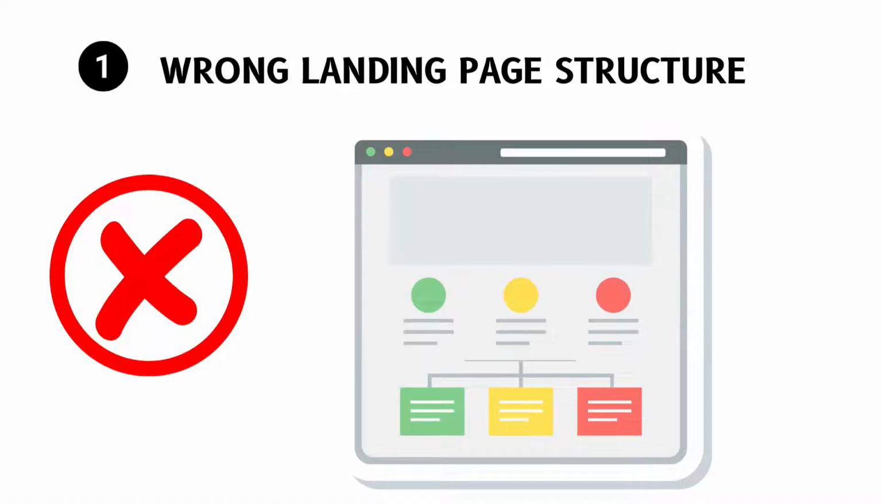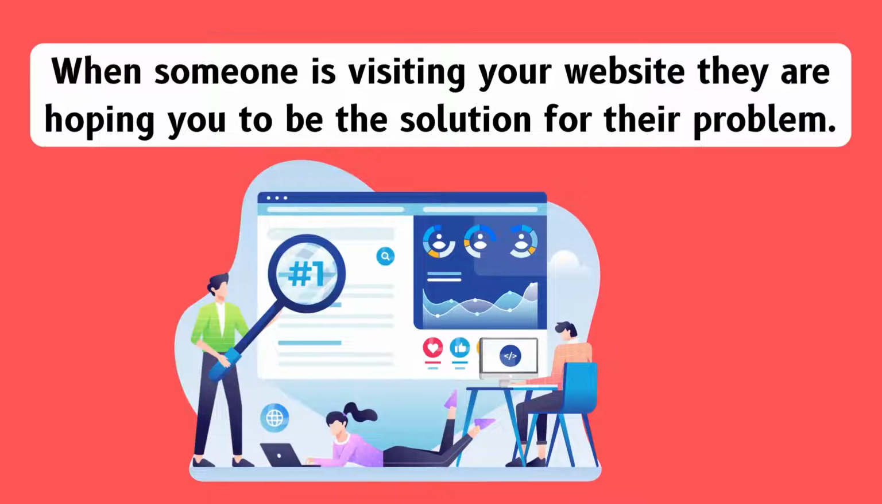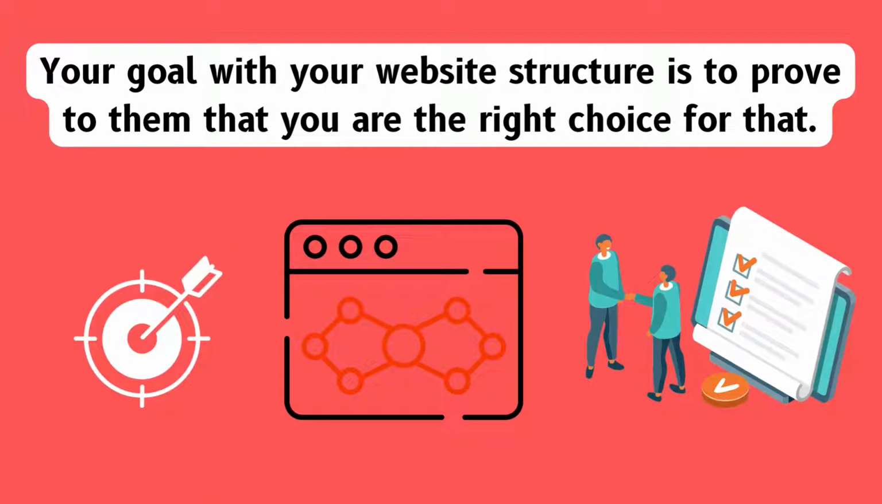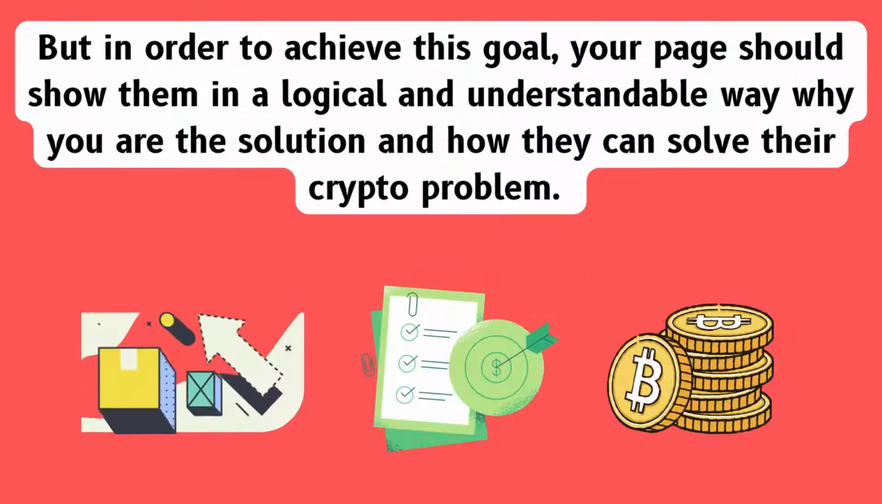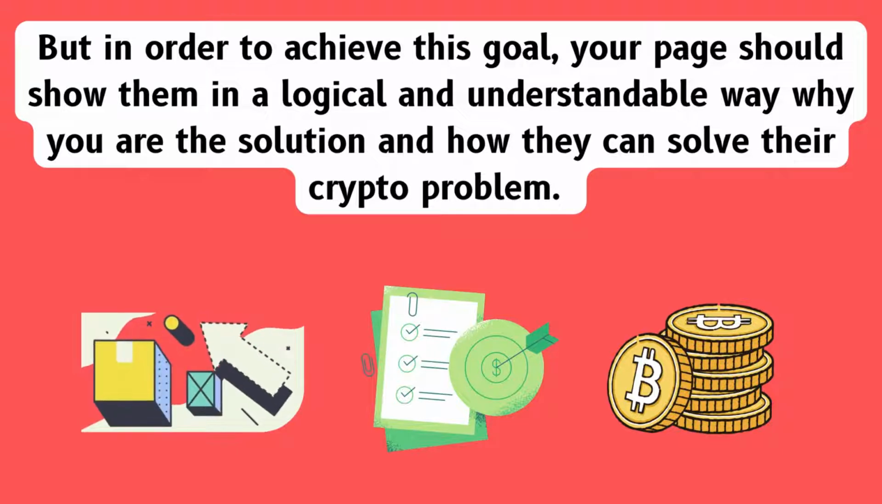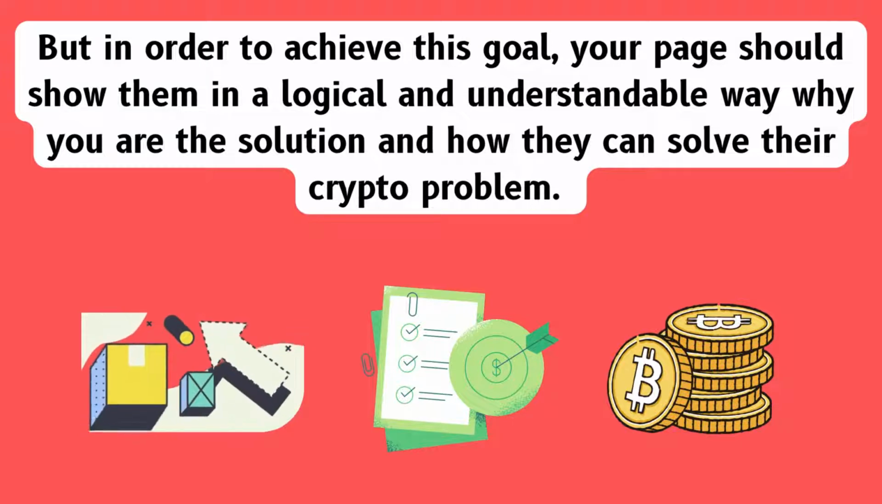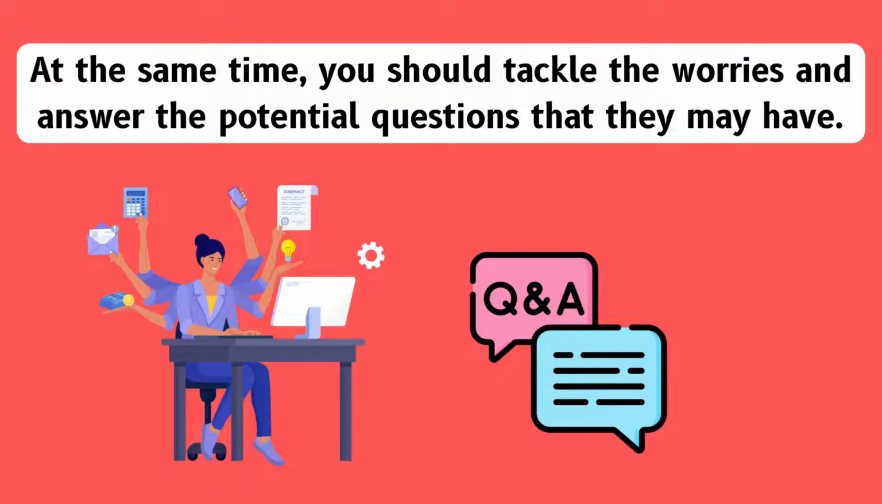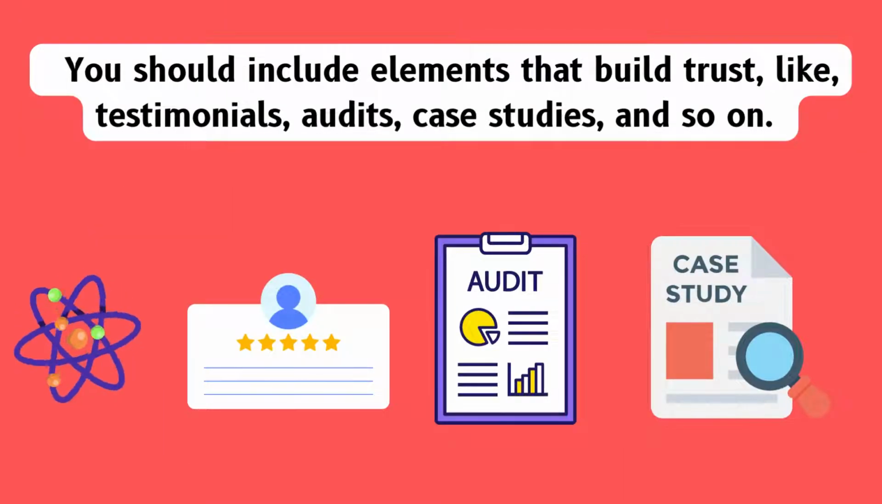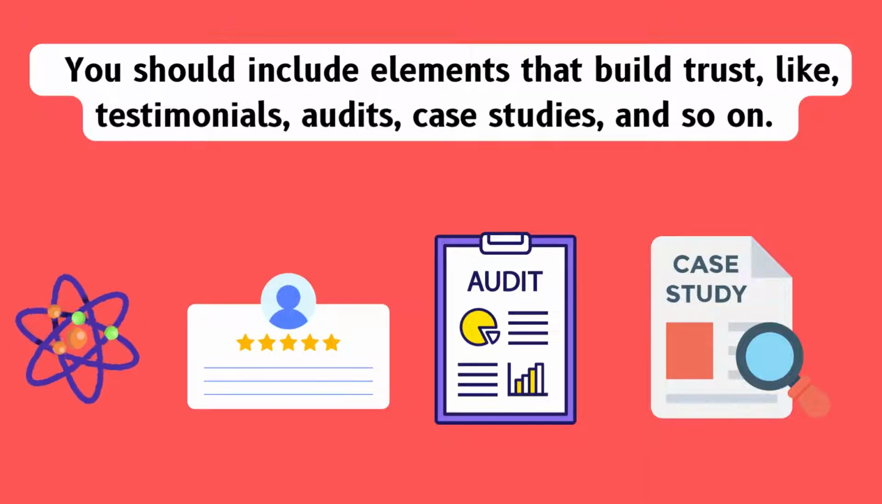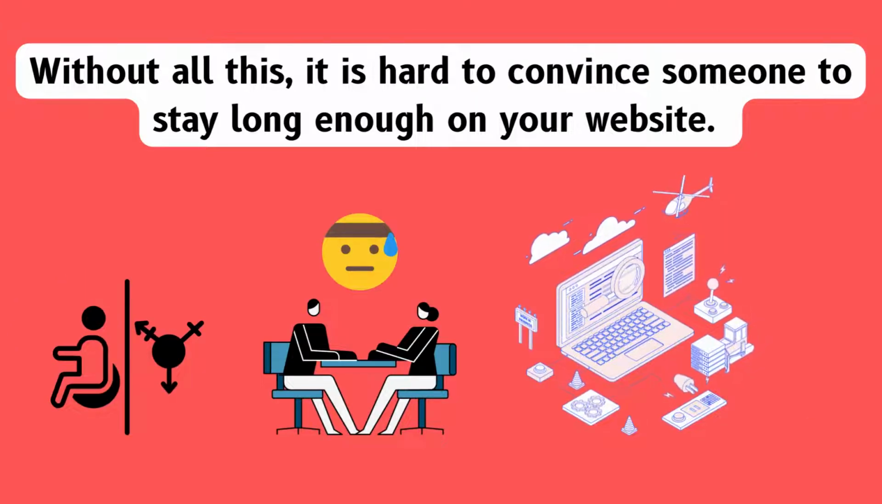Wrong landing page structure. When someone is visiting your website, they are hoping you to be the solution for their problem. Your goal with your website structure is to prove to them you are the right choice for that. But in order to achieve this goal, your page should show them in a logical and understandable way why you are the solution and how they can solve their crypto problem. At the same time, you should tackle the worries and answer the potential questions that they may have. And finally, you should include elements that build trust, like testimonials, audits, case studies, and so on. Without all this, it is hard to convince someone to stay long enough on your website.